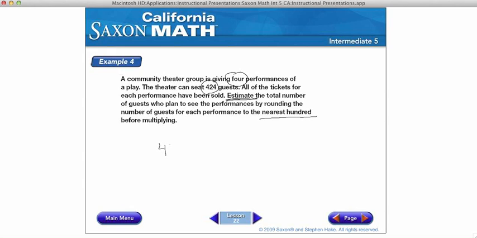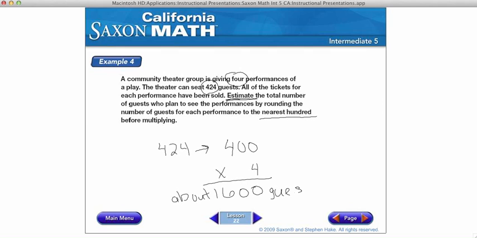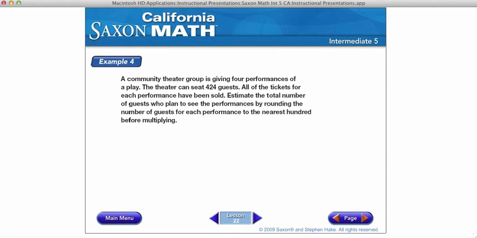So I have 424 guests. Rounding to the nearest 100 rounds down to 400 guests. I have 4 performances, so 400 guests at each of the 4 performances. I'm going to multiply, and there will be about 1,600 guests. Okay? All right, moving on. Last example, number 5.